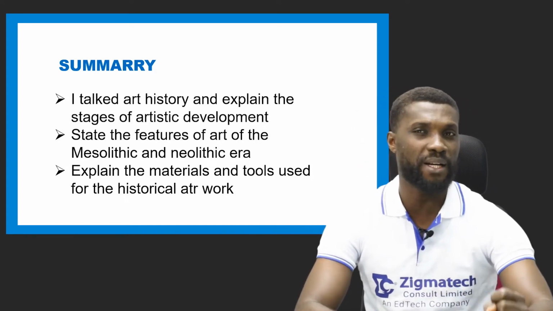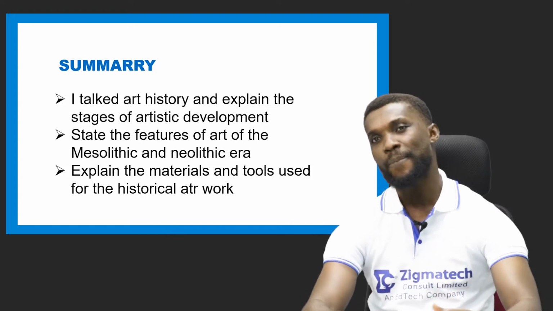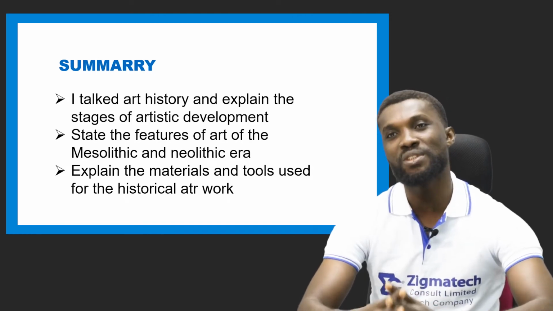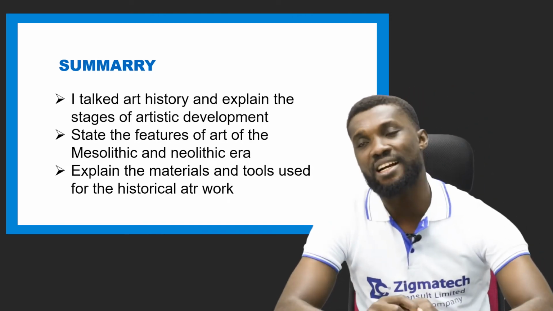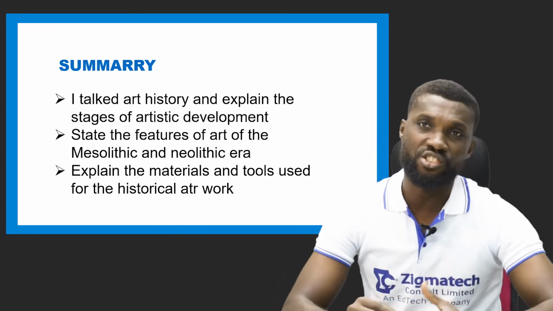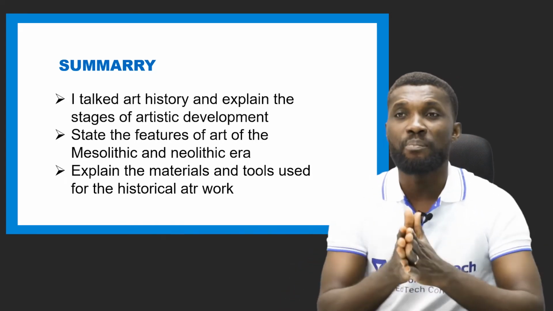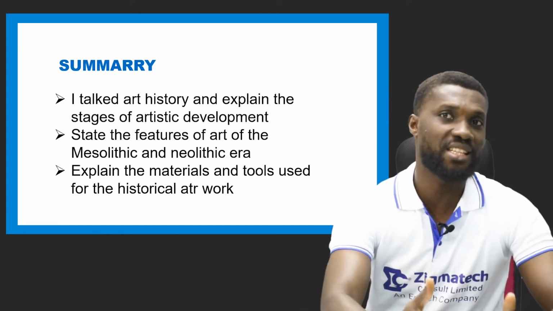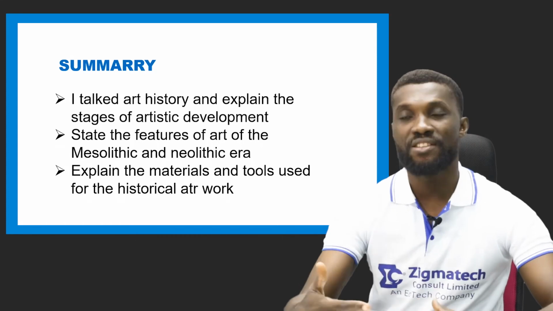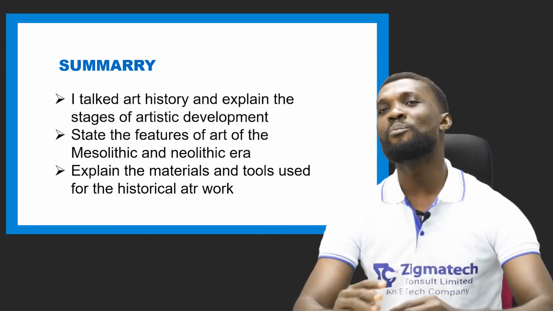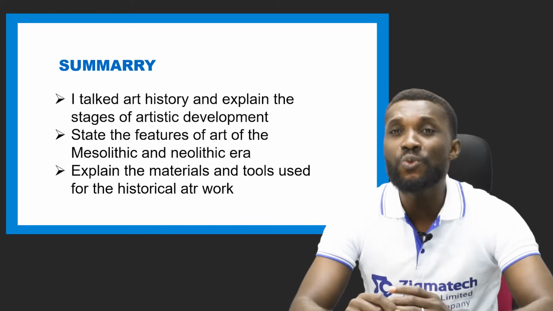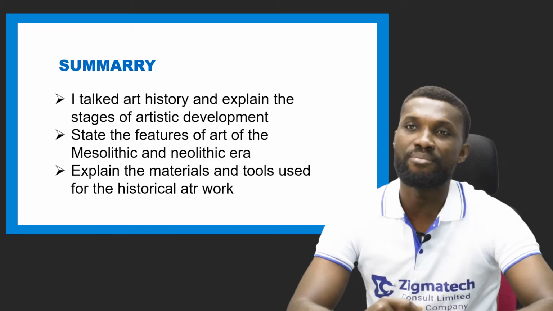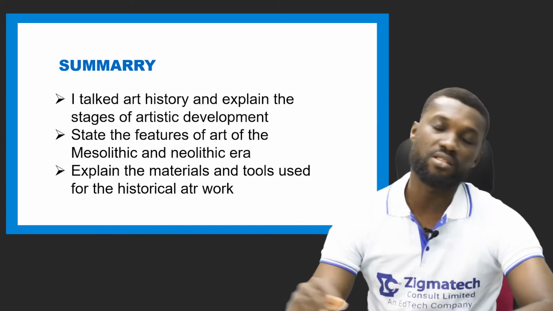The first stage, Paleolithic, is also known as the Old Stone Age. The second stage, the Mesolithic, is also known as the Middle Stone Age. And finally, the Neolithic era is known as the New Stone Age. Remember, I told you that Neolithic is the beginning of civilization. In Mesolithic, they started living in communities, but they were not civilized. But in Neolithic, civilization came in. We also explained some of the materials and the tools that were used by the prehistory men, or the cavemen, in producing their artwork.